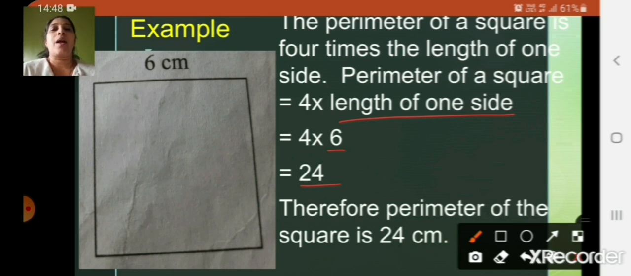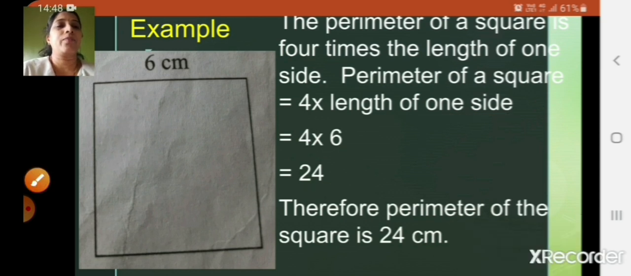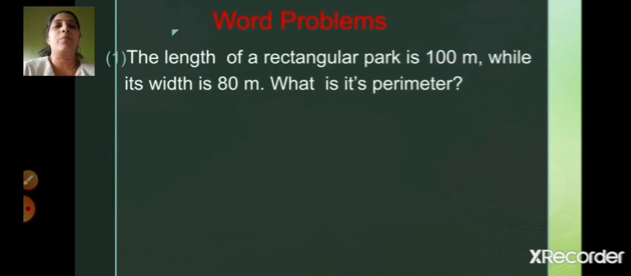So you have to remember, children, both these formulas for perimeter of a rectangle and perimeter of a square. Now we will take some examples of word problem. The length of a rectangular park is 100 meter while its width is 80 meter. What is its perimeter? Right?